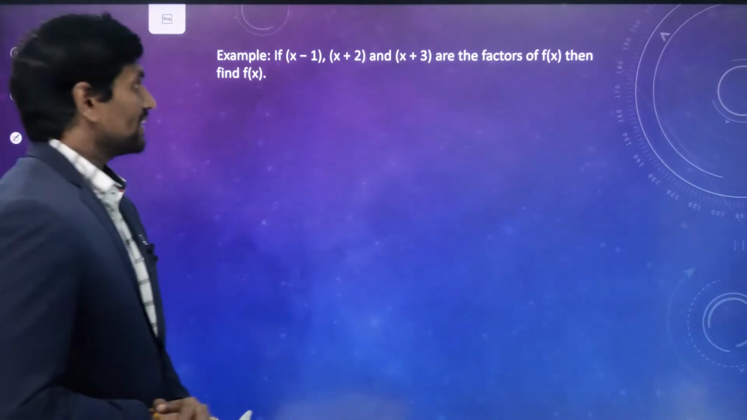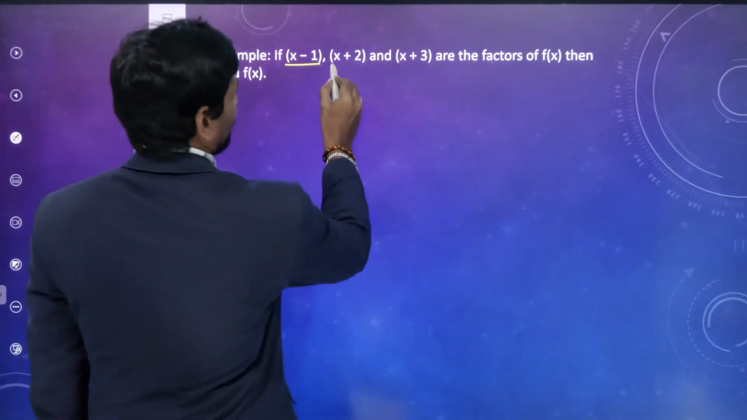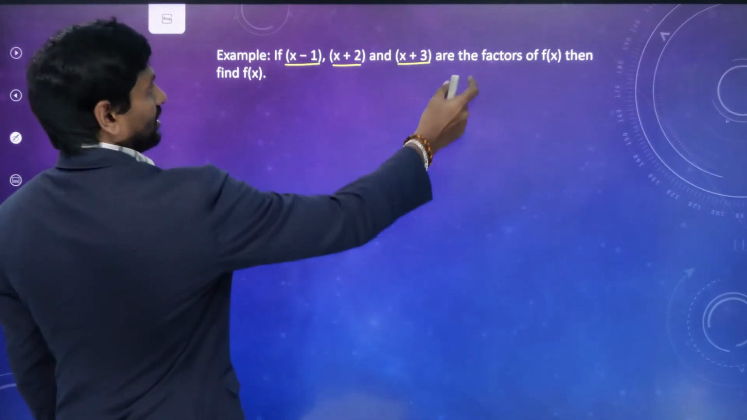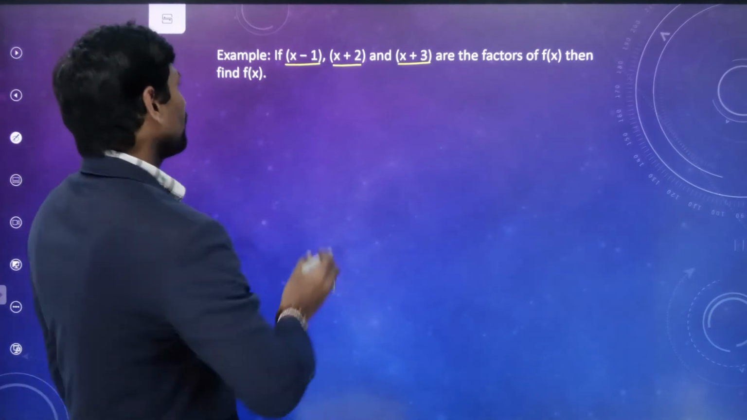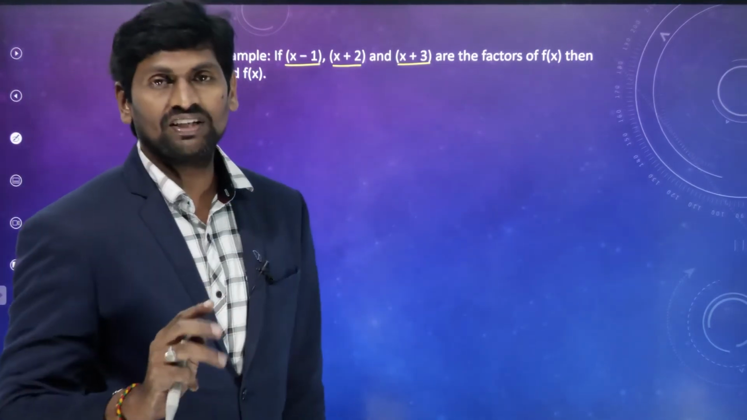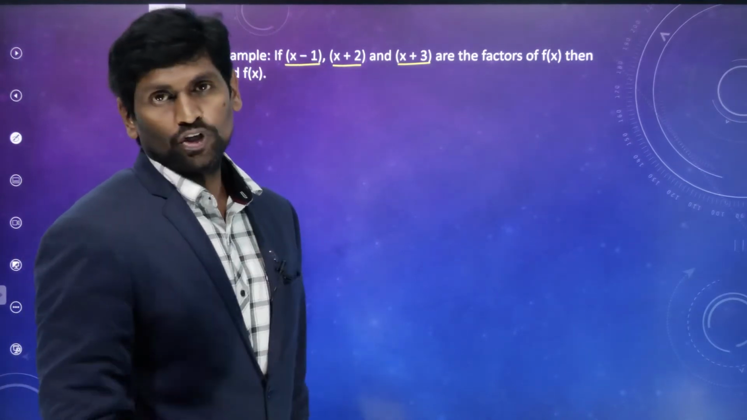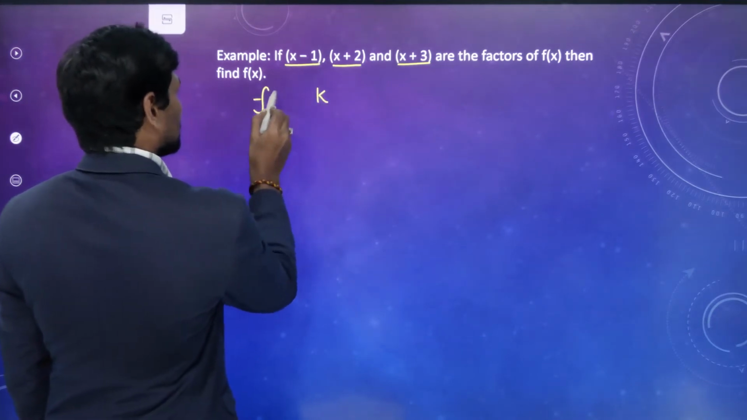Right. So let us see one of the example. x minus 1, x plus 2, x plus 3 are the factors of f of x. Then we need to find the polynomial. That means 3 factors are given. We need to express these 3 factors in the form of cubic polynomial. What is the cubic polynomial we discussed?